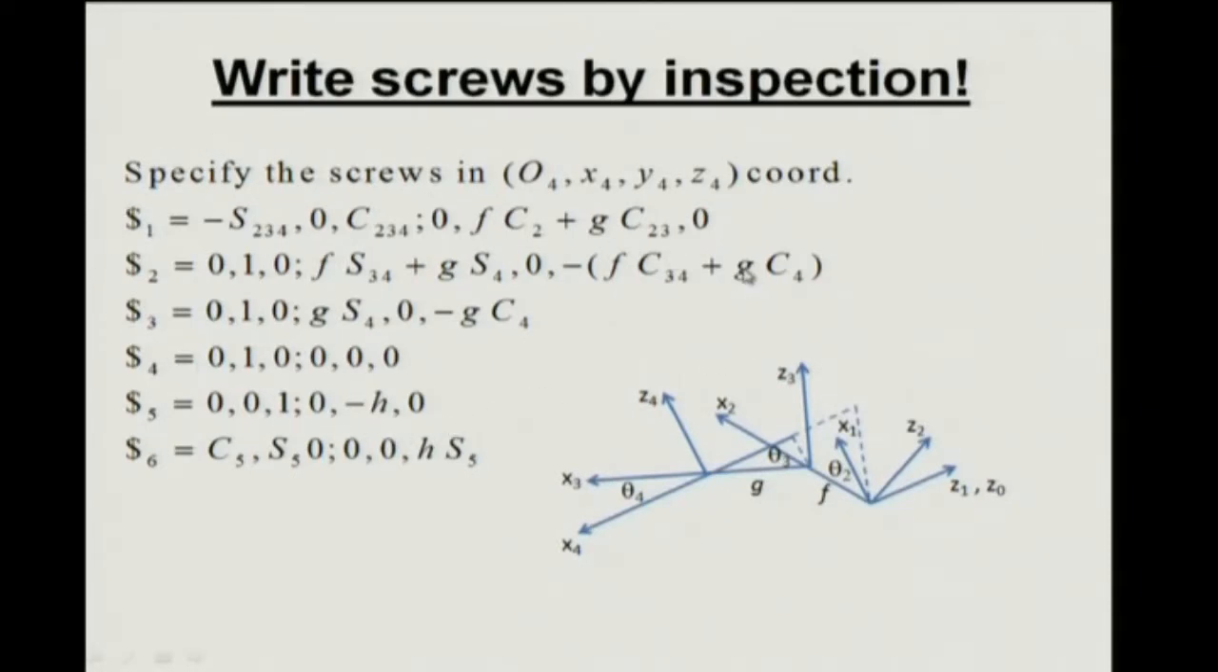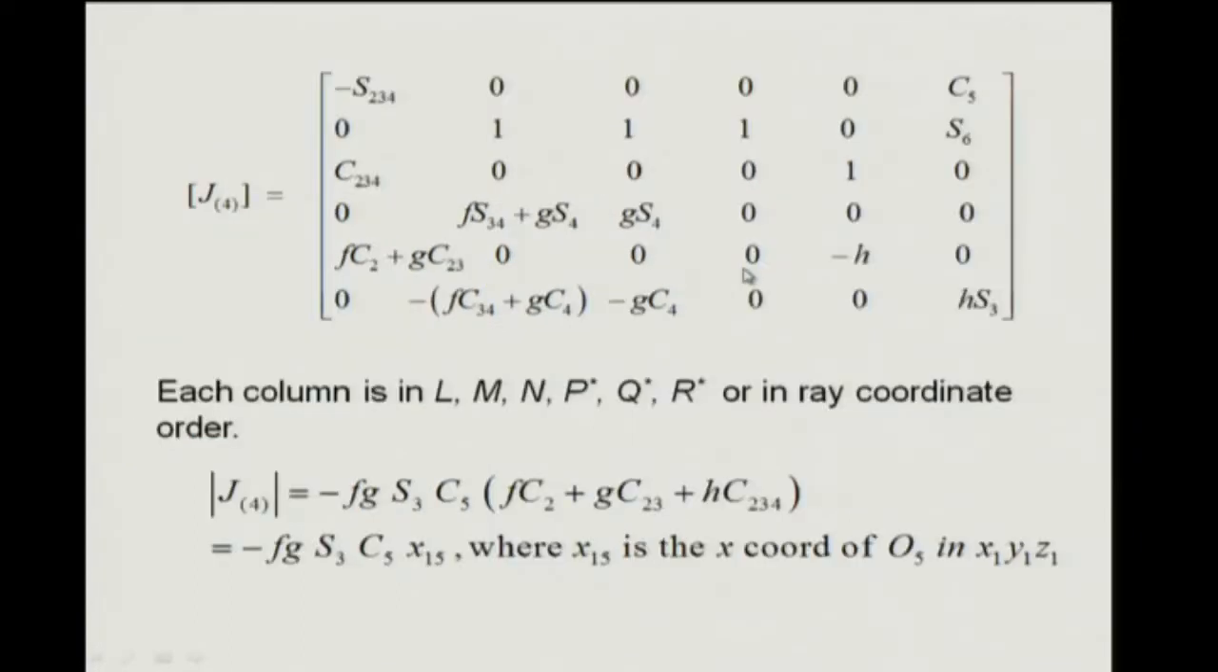Now once you have written it, you then come down and you can write the Jacobian. I will repeat again. This is not in the base coordinates. It is in a coordinate system which is fixed on the fourth link.